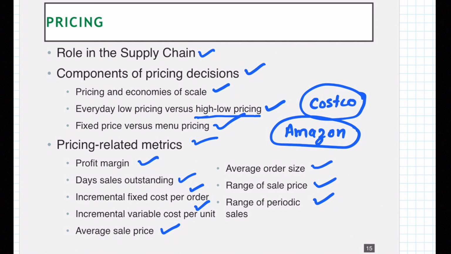So all these six drivers of supply chain performance that we have seen play a very important role in supply chain performance.